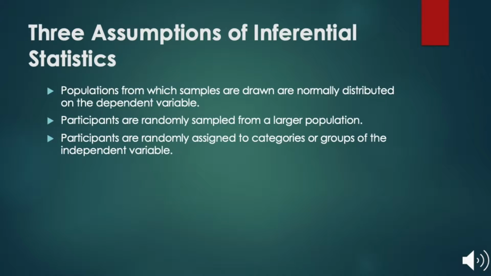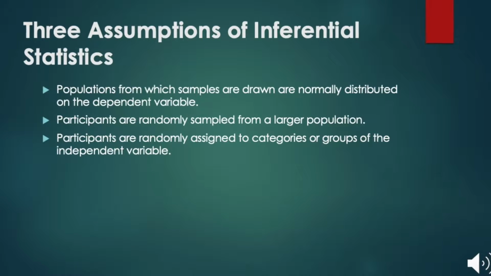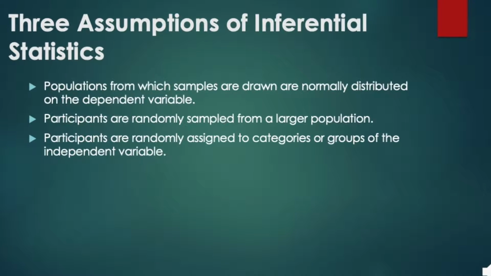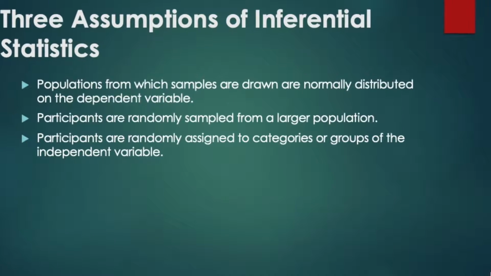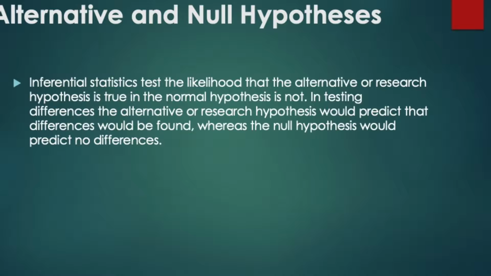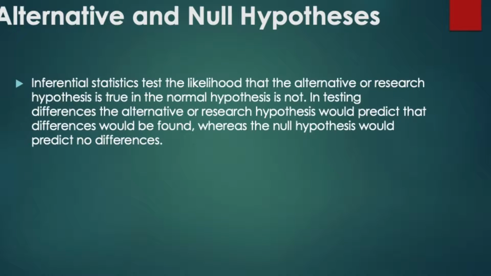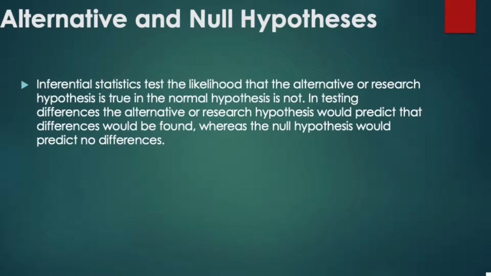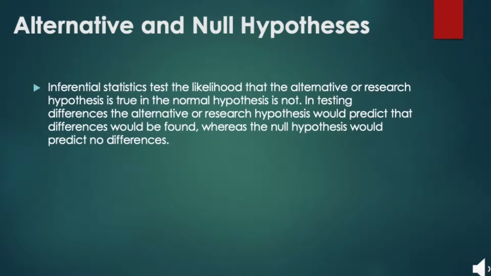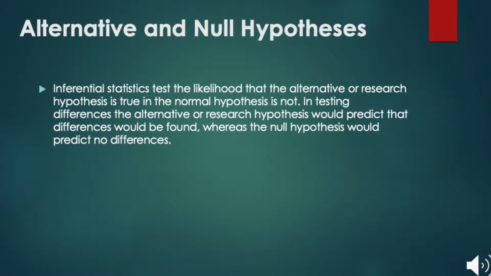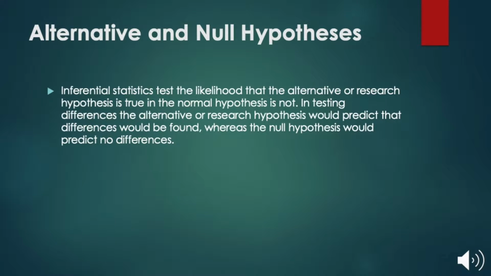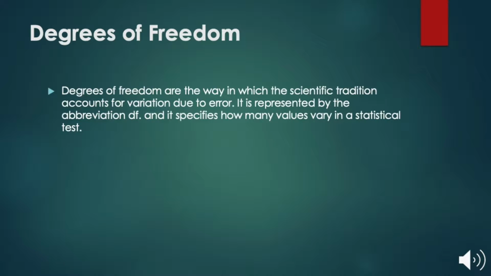The three assumptions of inferential statistics are: populations from which samples are drawn are normally distributed on the dependent variable; participants are randomly sampled from a larger population; and participants are randomly assigned to categories or groups of the independent variable. Alternative and null hypotheses. Inferential statistics test the likelihood that the alternative or research hypothesis is true and the null hypothesis is not. In testing differences, the alternative or research hypothesis would predict that differences would be found, whereas the null hypothesis would predict no differences.